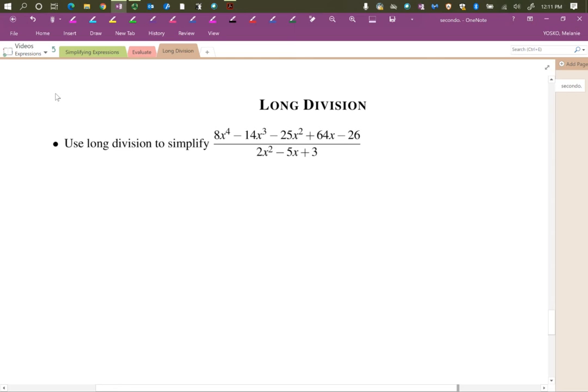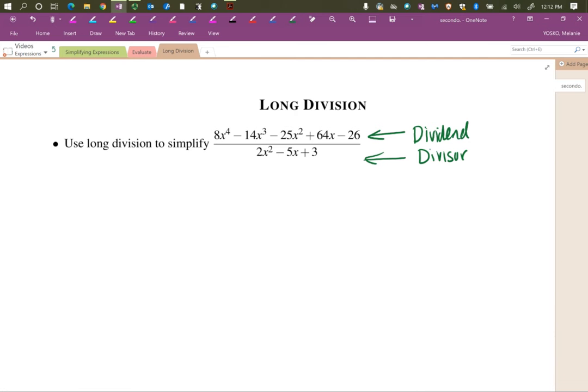Long division. Use long division to simplify 8x to the fourth minus 14x cubed minus 25x squared plus 64x minus 26, and we're dividing that whole thing by another expression, 2x squared minus 5x plus 3. Remember, the expression in the numerator is called the dividend, and the expression we're dividing by, the one in the denominator, is called the divisor. And you can watch some other videos where I've done this before.